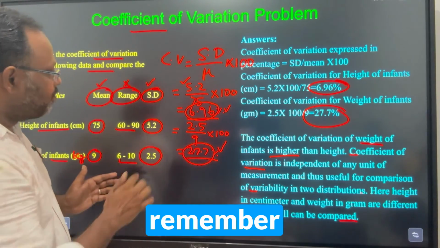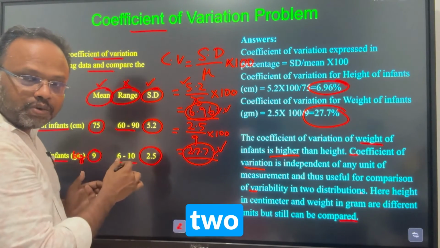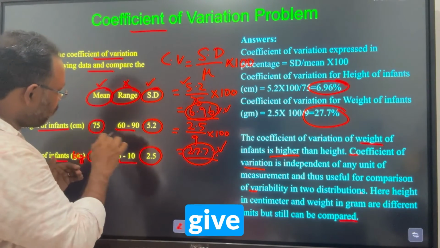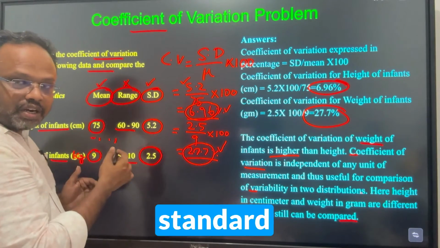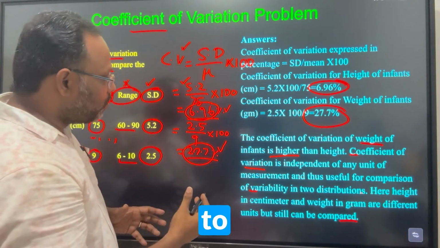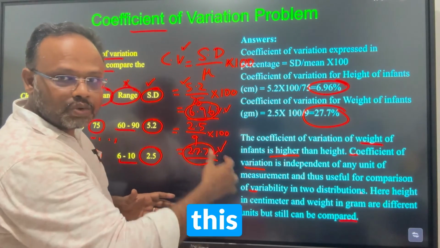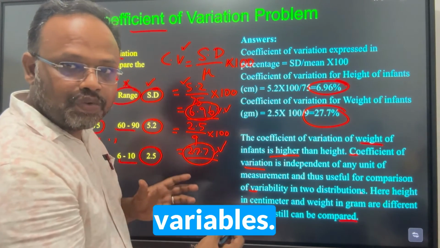And please remember that here the mean and standard deviation are given, calculated for two groups, but sometimes they may give the individual values, and we need to calculate the mean and standard deviation, then calculate the coefficient of variation, and arrive at the inference of this coefficient of variation between the two groups or the two variables.